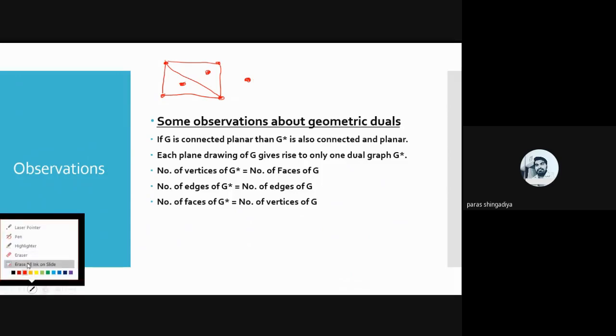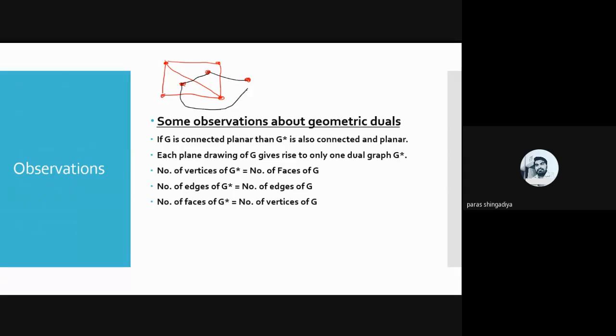And the second observation is that each plane drawing of G gives rise to only one dual graph, meaning we can get only one dual graph for any planar graph. It means it is unique. We can create a unique dual graph for any planar graph. So this is the dual of this planar graph, and it is also planar. Okay, G is planar, so G star is also planar, because no two edges of G star intersect, meaning it is planar. And this is always a unique graph. Okay, you will get only one graph and that is unique.